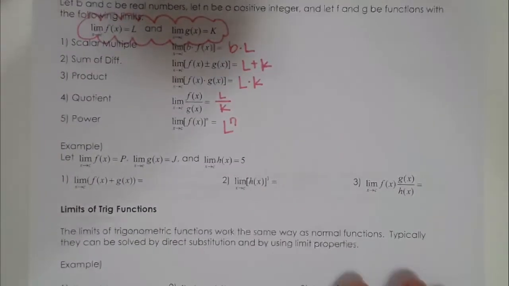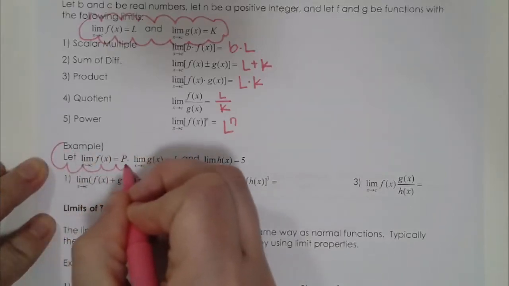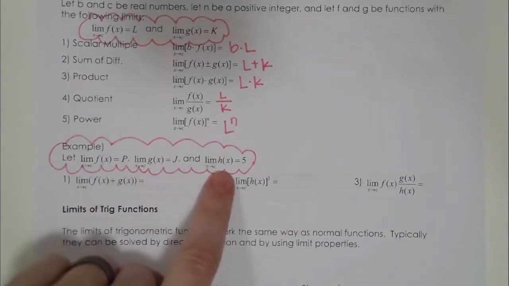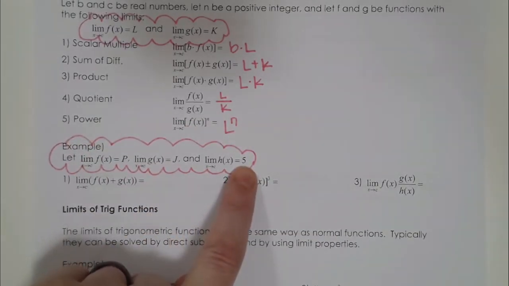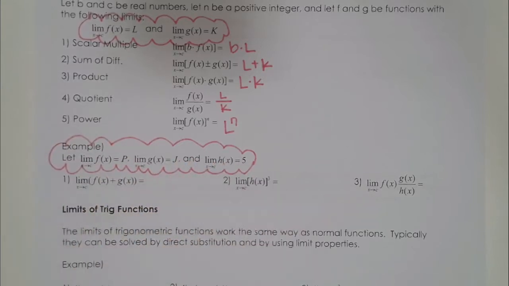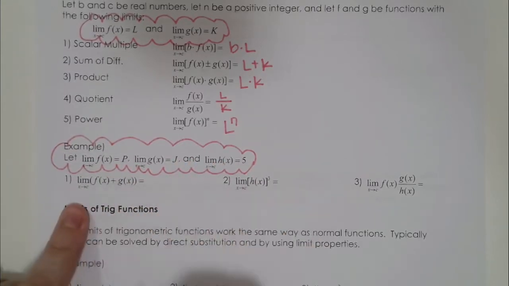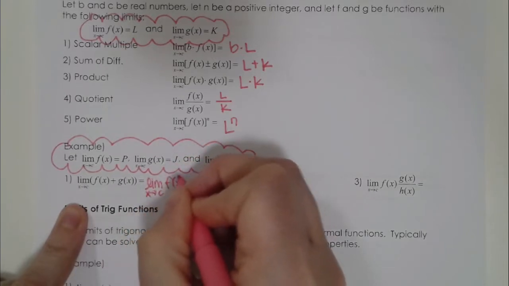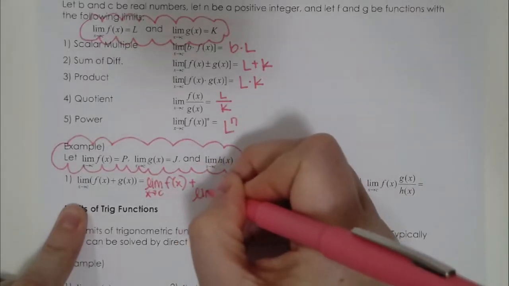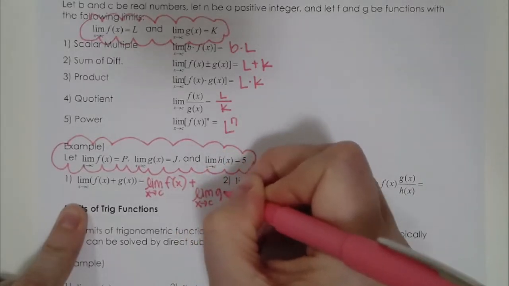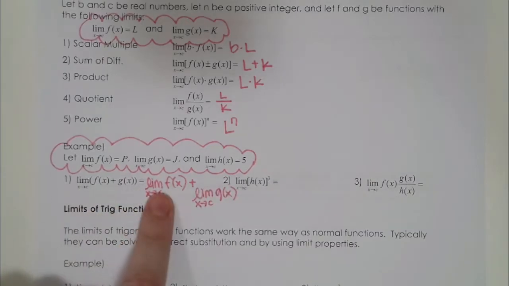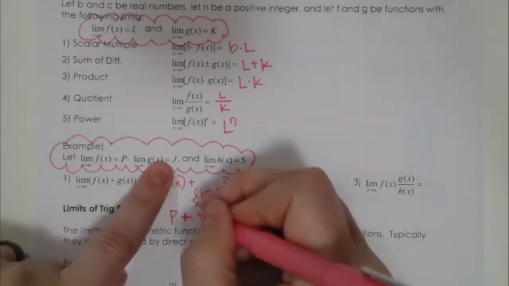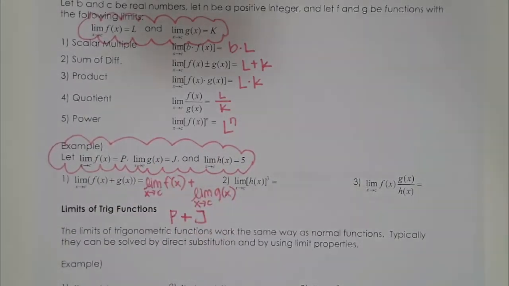So we have some limit values given to us right here. The limit of f is going to equal p. The limit of g is going to equal j. The limit of h is going to equal 5. So these are our limit values, p, j, and 5. So this is addition. Remember, we are going to find the limit as x approaches c for f of x, plus we're going to find the limit as x approaches c for g of x, and then we're going to add them together. So the limit for f of x is p, plus the limit for g of x is j, so our result is p plus j.